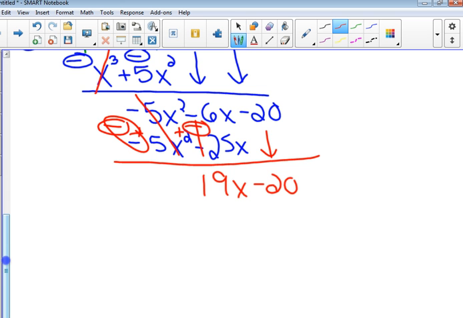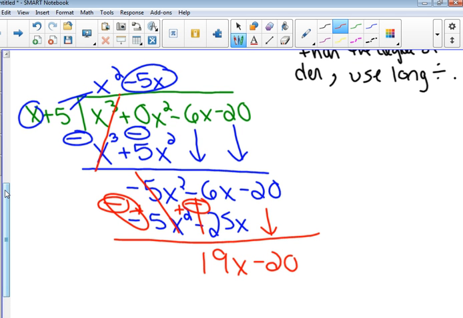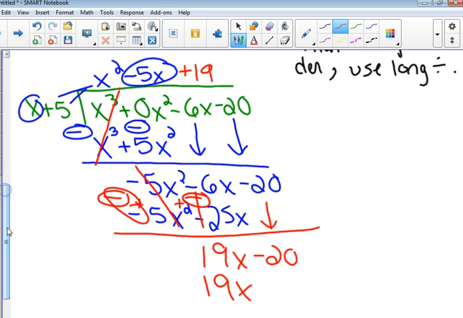Did I mess this up? Alright, now the last part of this, so x times what will give you 19x? 19, okay, so plus 19. We bring the 19 through. 19 times x is 19x. 19 times 5 is going to give us some big number. Let's see. 95? Good job. Plus 95, yep.